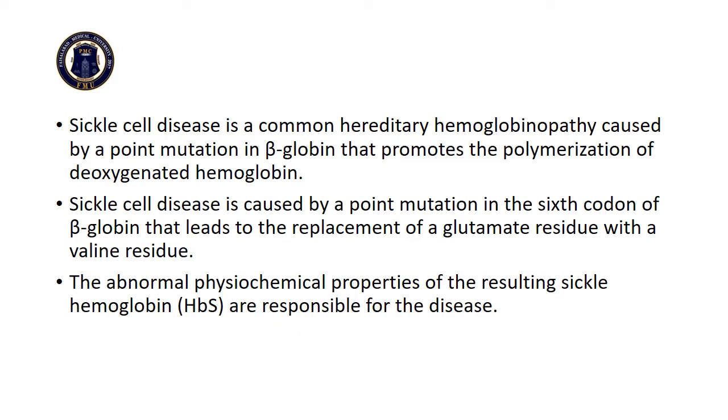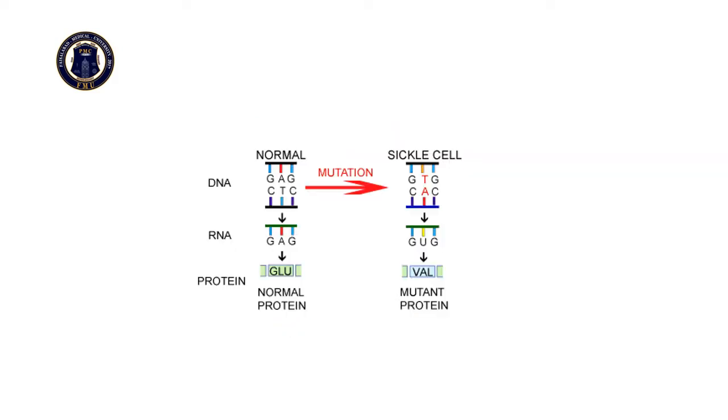Sickle cell disease is caused by a point mutation in the sixth codon of a beta globin gene that leads to the replacement of glutamate, which is normally present, with valine at the sixth codon. This results in the synthesis of a mutant protein, sickle hemoglobin, which is responsible for the disease. The resulting abnormal residue has different physiochemical properties.